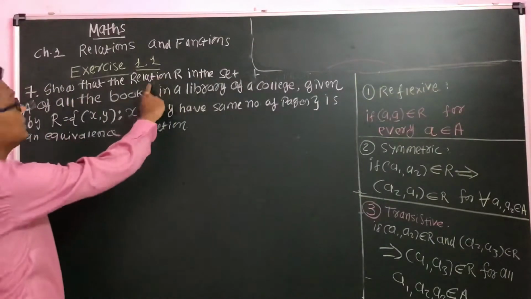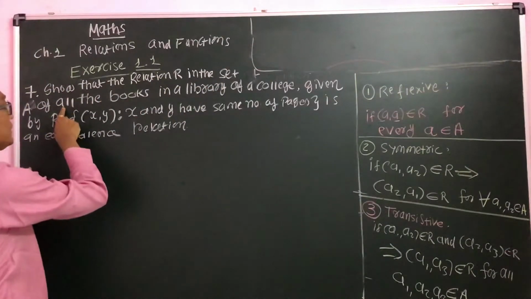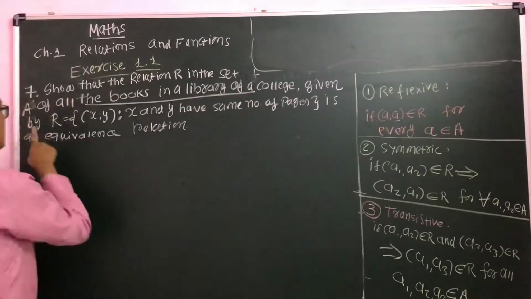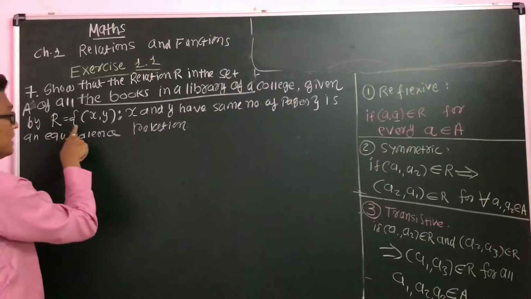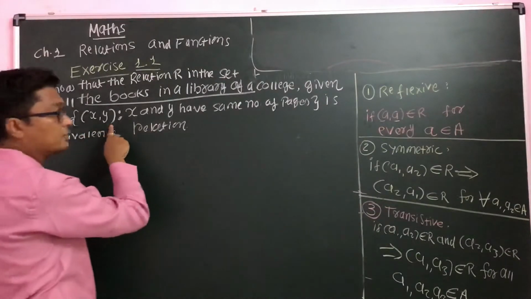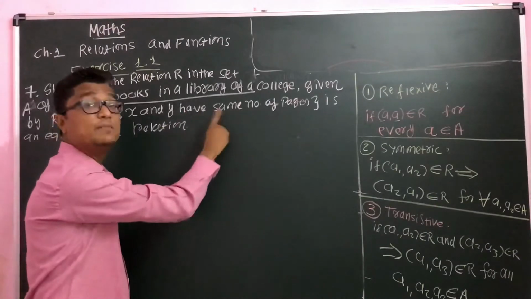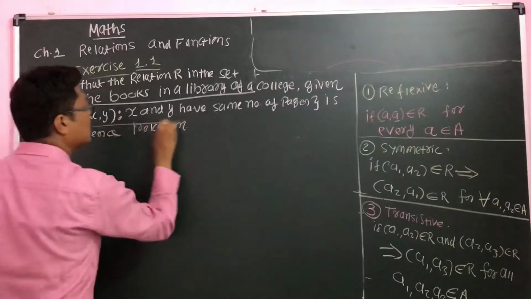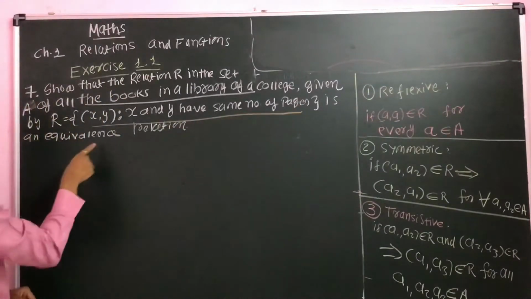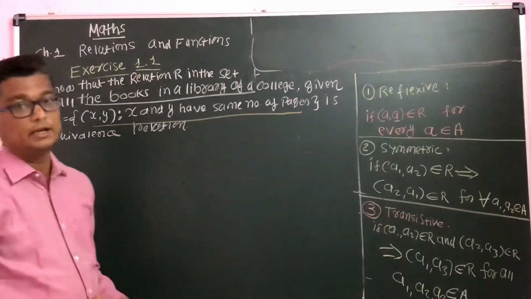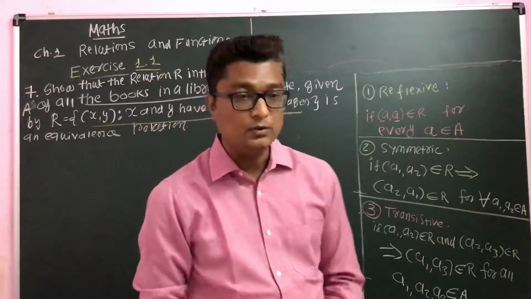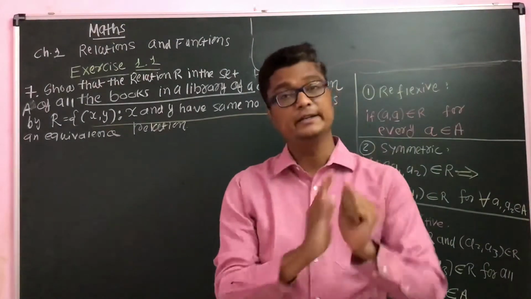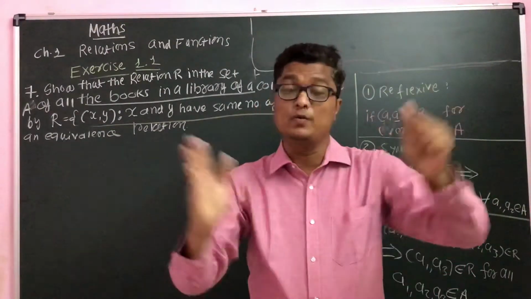So let us read what is the statement. Show that the relation R in the set A of all the books in a library of a college given by R, relation R can be given as ordered pair (X, Y), X and Y have the same number of pages, is an equivalence relation. So over here we have to find the books which have the same number of pages. Okay? So again, first of all we have to consider that there is a library. In the library there are so many books.